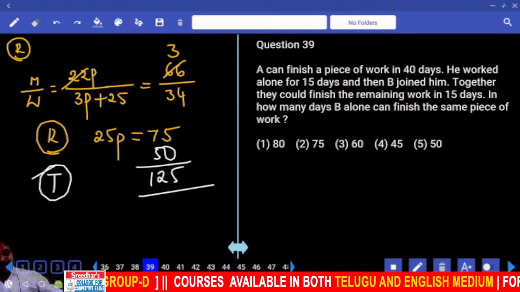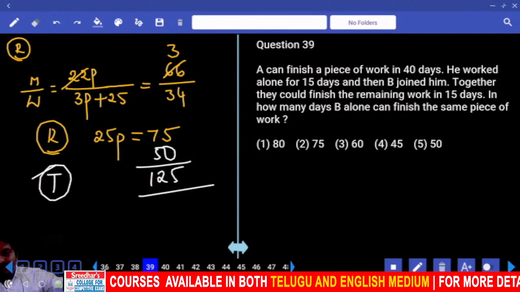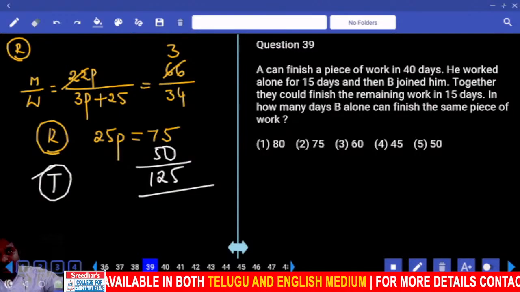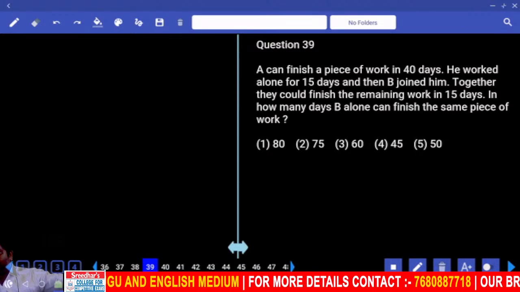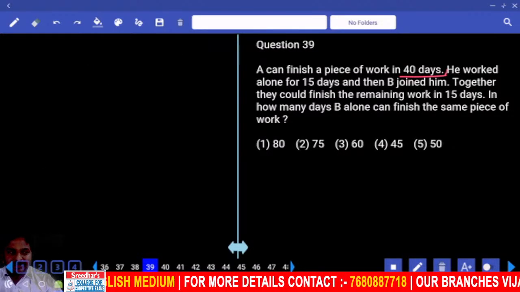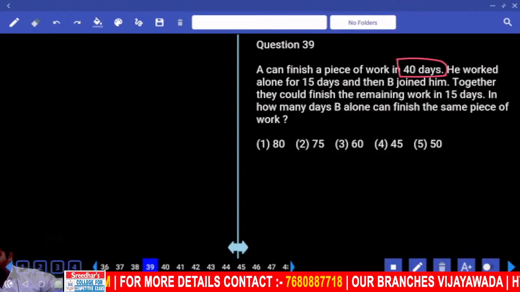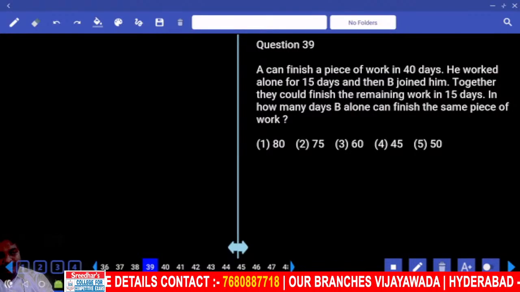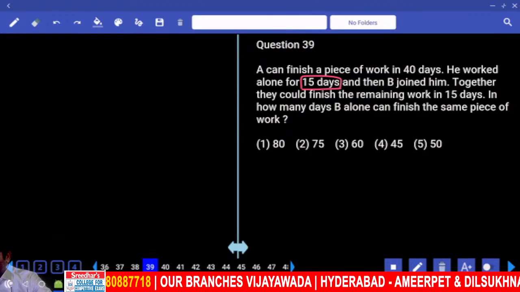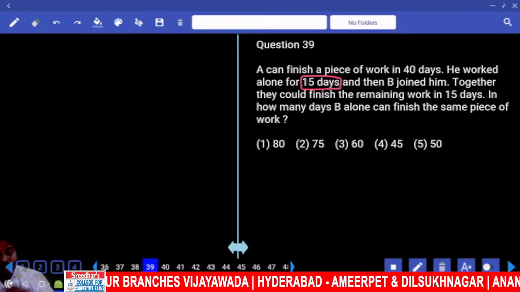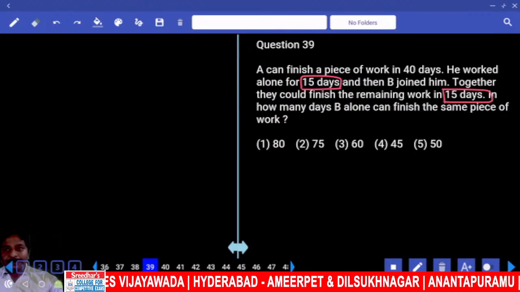A can finish a piece of work in 40 days. He worked alone for 15 days and then B joined him. Together they could finish the remaining work in 15 days. A alone can complete the work in how many days? Now A started and worked for, then B joined. After 15 days, both A and B will work together. Like that they are working together for.